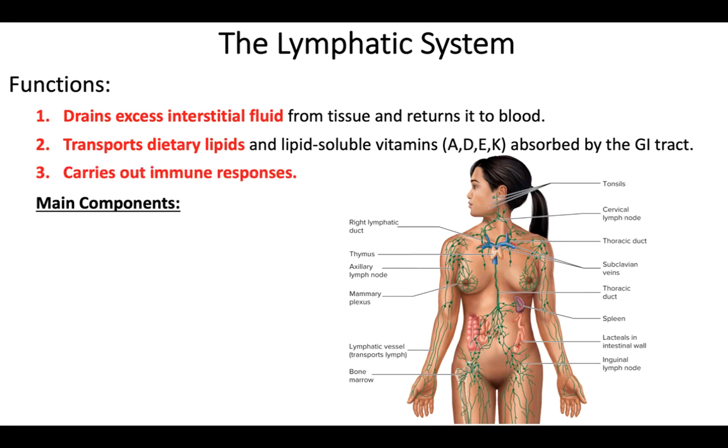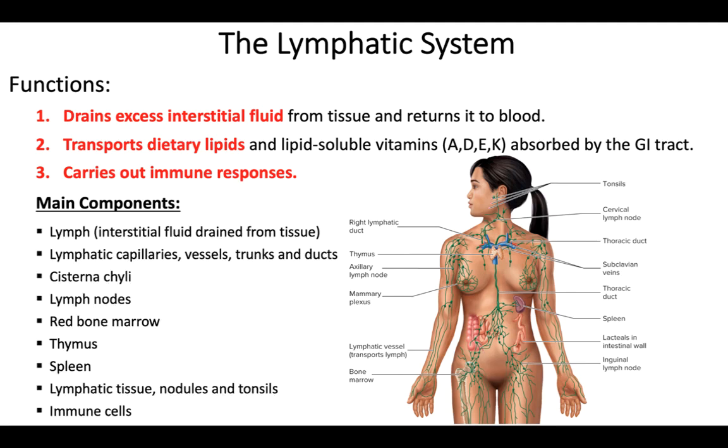Third function, immune responses. So protecting you from pathogens such as bacteria, viruses, other pathogens, the toxins that certain pathogens might produce, any kind of foreign substance to the body, your immune system defends you against those foreign entities. Let's look at some of the anatomy.